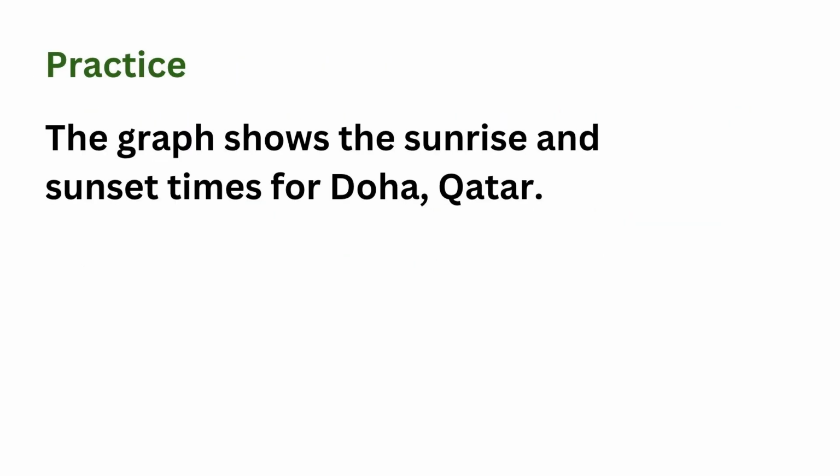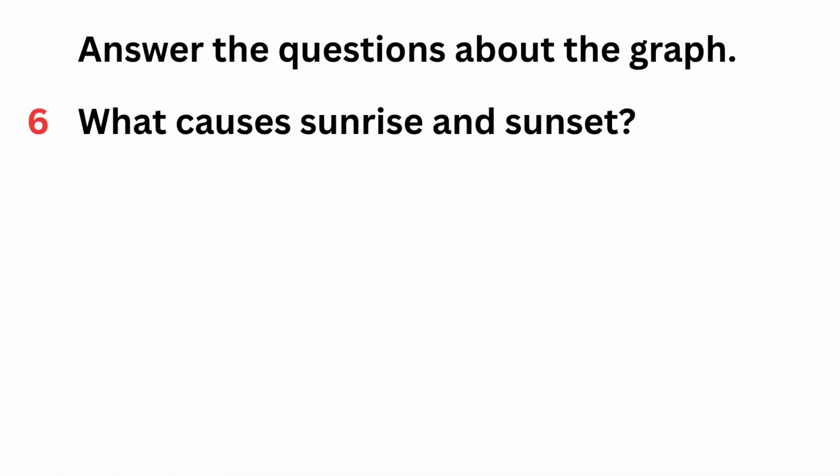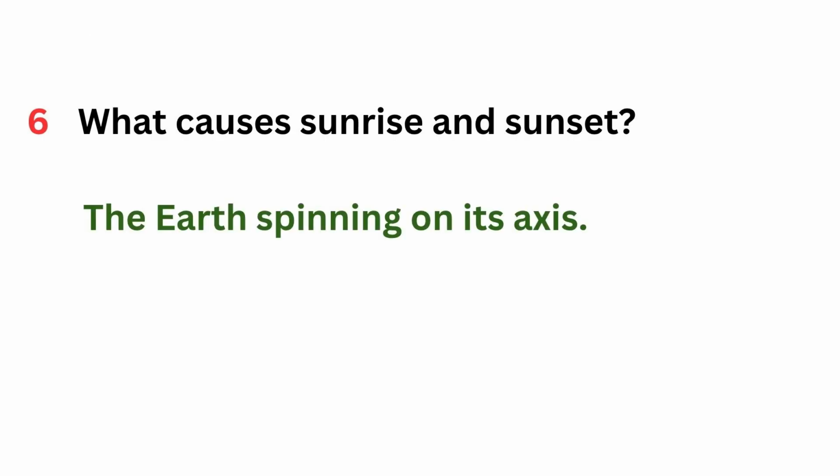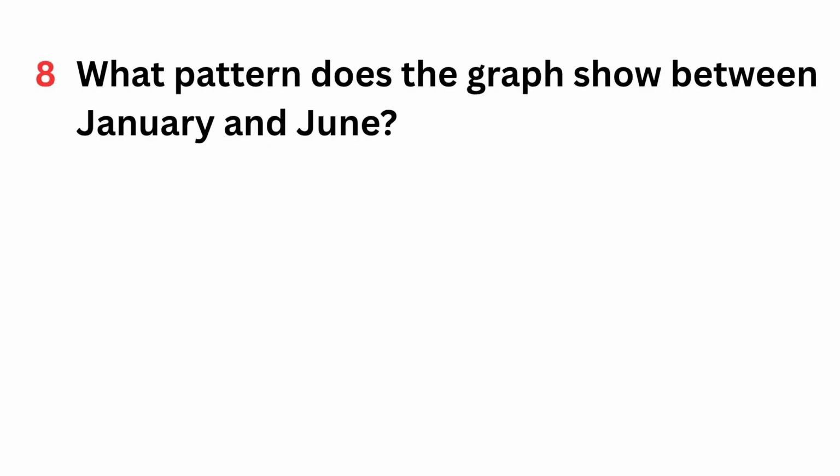Practice. The graph shows the sunrise and sunset times for Doha, Qatar. Answer the questions above the graph. Question 6. What causes sunrise and sunset? The Earth spinning on its axis. Question 7. What does the shaded area represent? The length of day.